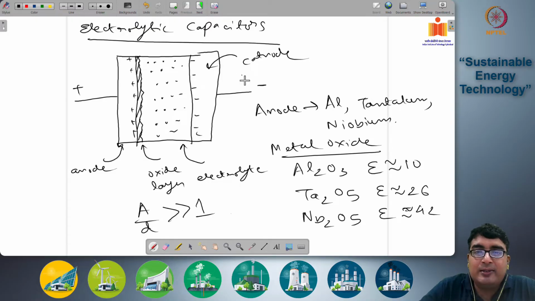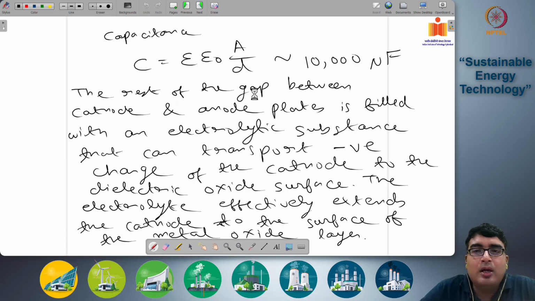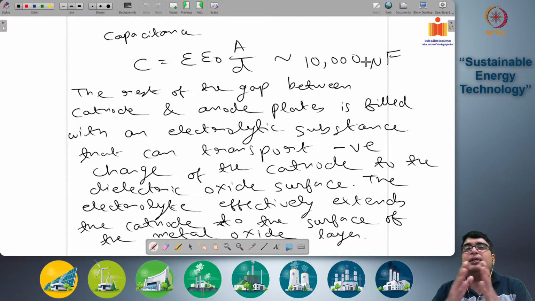So for such systems, the total capacitance, that is the dielectric constant times vacuum permittivity times A by D, is of the order of 10,000 microfarads. That is of the order of 0.01 farads, because 1 microfarad is 10 to the power minus 6. So 10,000 microfarads is around 10 to the power minus 2 farads. That is the capacitance that you are getting for these kinds of systems.